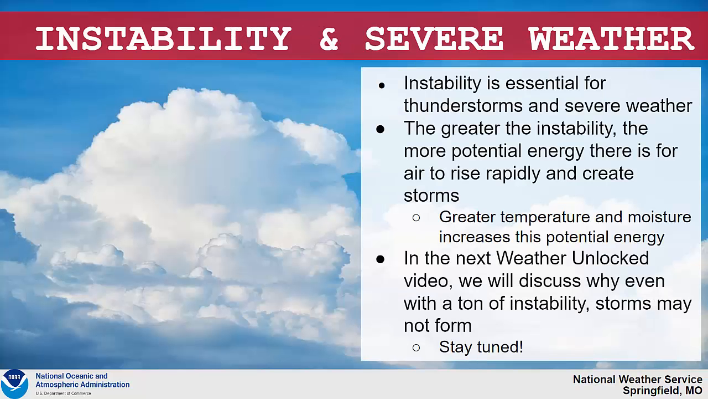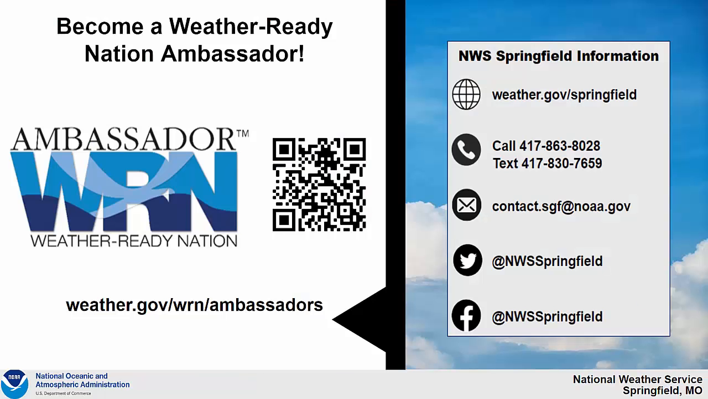Alright, we're almost finished. So how does this all relate to severe weather? Well, we kind of answered that along the way. The presence of instability means warmer, less dense air is able to freely rise throughout the atmosphere. The greater the instability, the more potential energy there is for air to rise rapidly and create storms, especially when there is increased moisture. In the next Weather Unlocked video, we will discuss why even with a ton of instability, storms may not even form at all. So stay tuned for that.